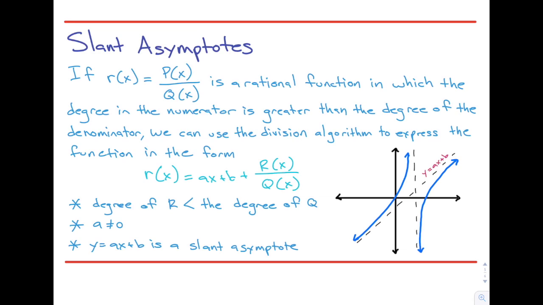So slant asymptotes: if r of x equals p of x over q of x is a rational function in which the degree of the numerator is greater than the degree of the denominator, we can use the division algorithm to express the function in the form r of x equals ax plus b plus r of x over q of x, where the degree of r is less than the degree of q, and a does not equal 0, because then we wouldn't have a slant asymptote, and y equals ax plus b is a slant asymptote.